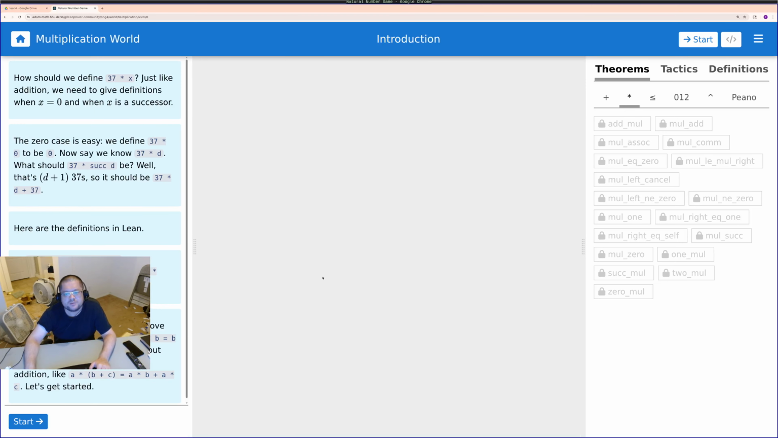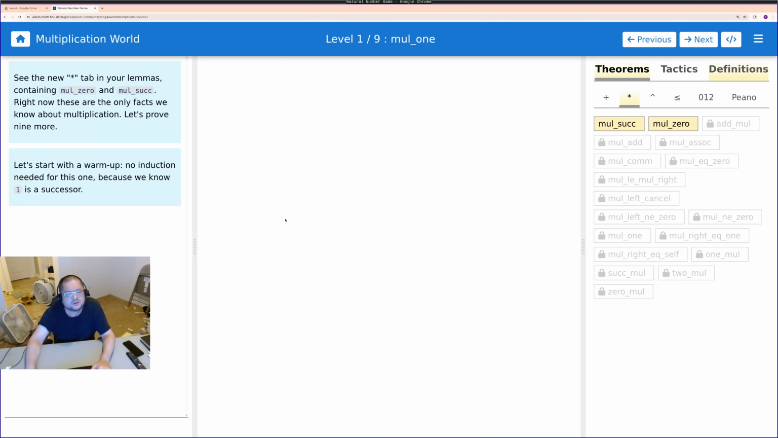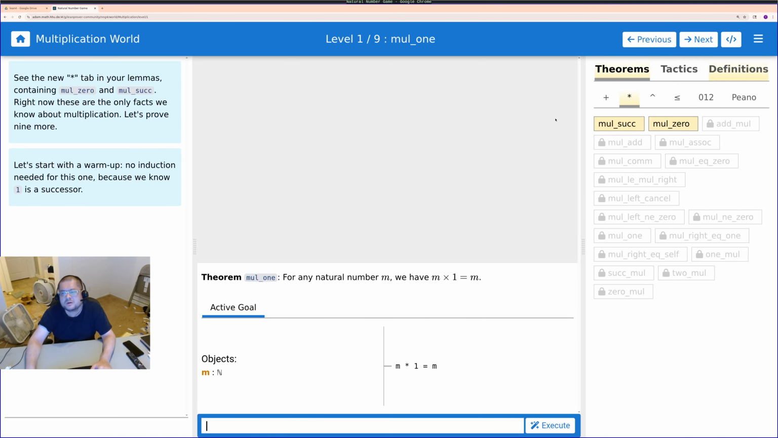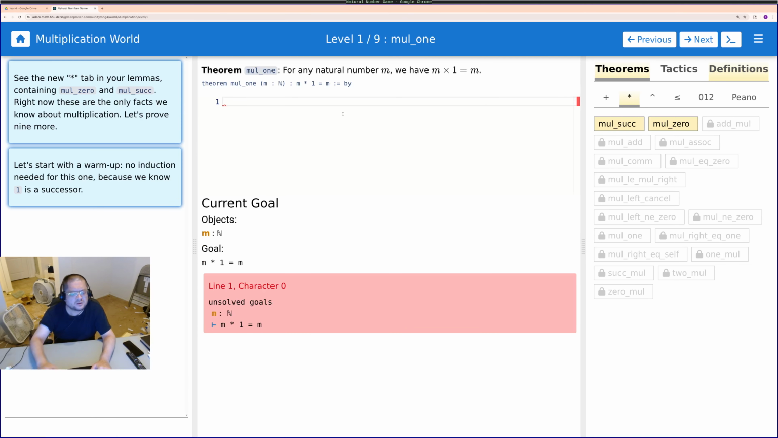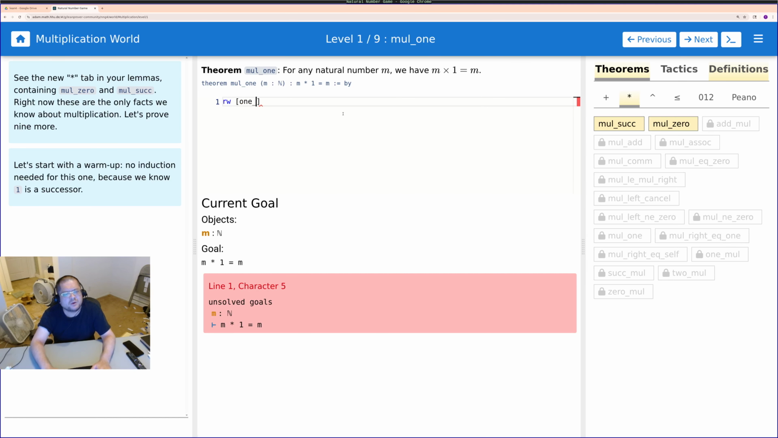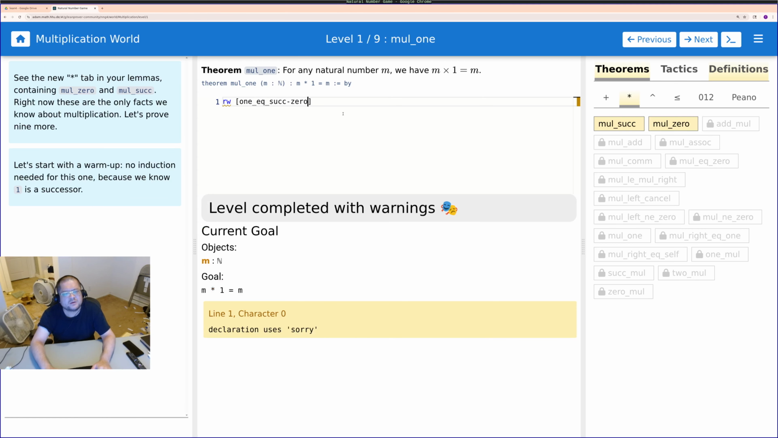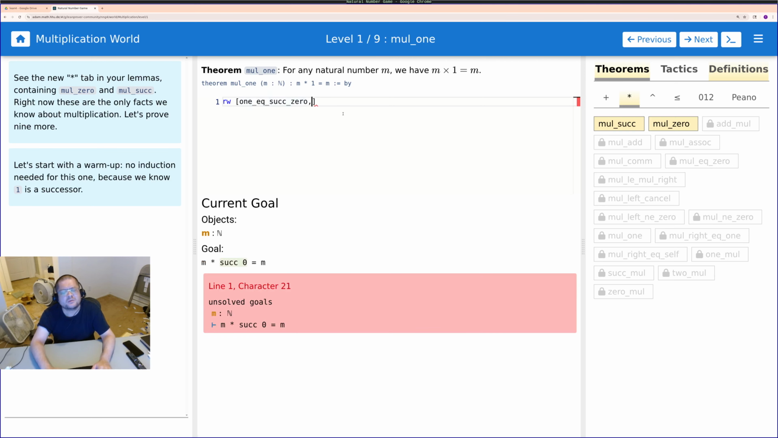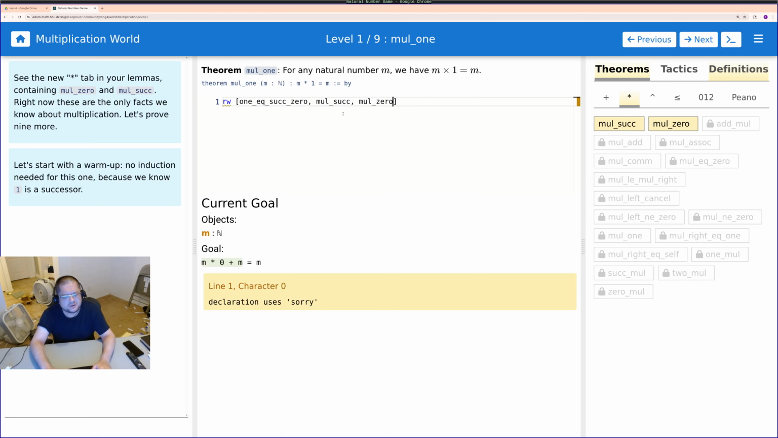Okay, we're now going to do multiplication world. Alright, we probably want to rewrite 1 equal successor of 0. And then we can... What? 1 equals successor of 0 multiplied by successor multiplied by 0, 0 add, and we're done.